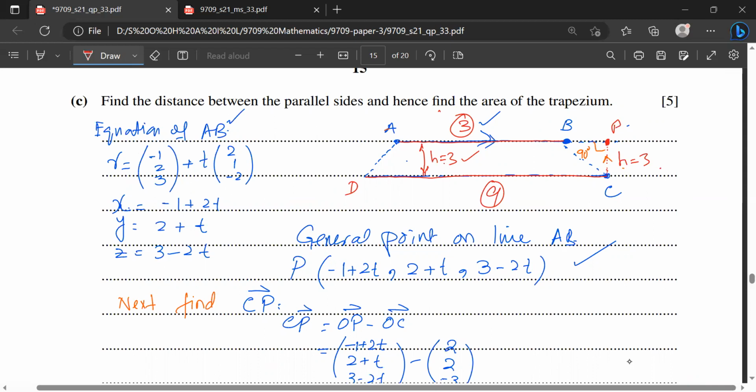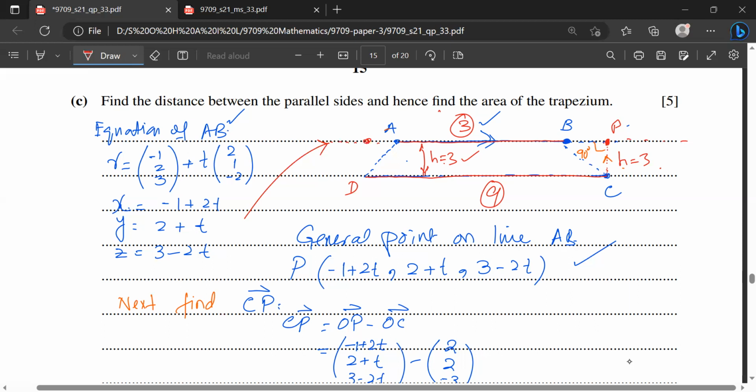You can choose any one of the 2 points. I chose the point C, and then I found the distance of this point C from the line, and this line was the equation of the line AB. You can find the general point on this line, and this general point is the point P. And then I found the vector CP. You can take the general point on the other side as well, but I chose this side because I wanted to calculate the distance of C from P.